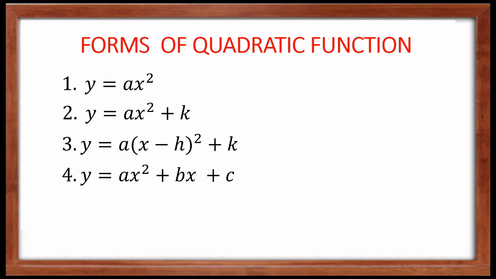Number 2, y equals ax squared plus k. Kung mapapansin natin, meron tayong binomial including the y function, y equals ax squared plus k. Yung number 1, monomial. Number 2, we have binomial. Number 3, vertex form. Number 4, general form. Magbigay tayo ng mga examples.